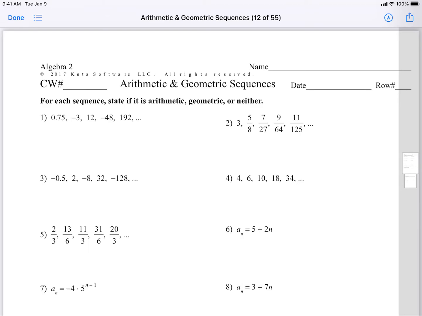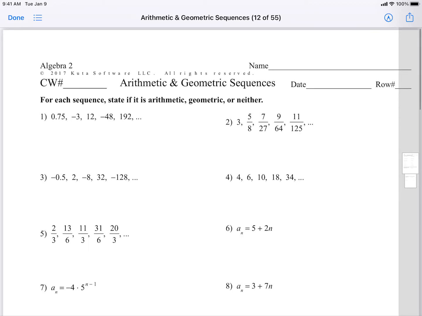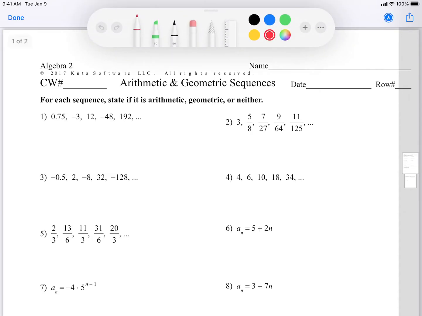Okay? So if I look at number 1, I go from 0.75 to -3, from -3 to 12, from 12 to -48, from -48 to 192. What do we think this is? All right, first guess, just by looking at it, is it's geometric. Let's determine that. In order for it to be geometric, we need to have a common ratio.